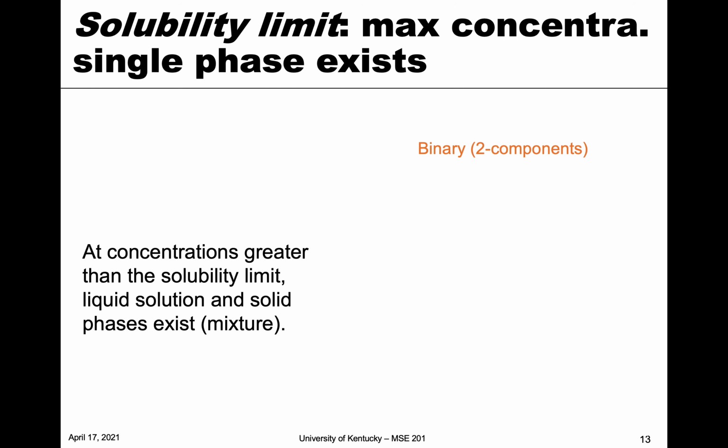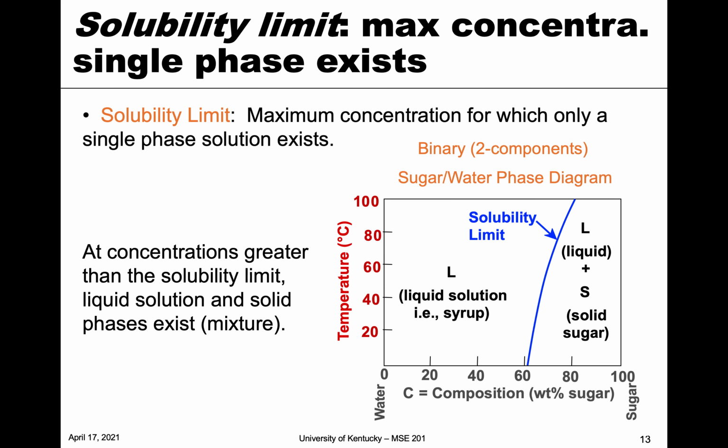Now let's look specifically at a solubility limit. All a solubility limit is, is a maximum concentration at which a single phase exists. Let's look at an example here, and this one might be an example people are familiar with. This is basically sugar water. Water and sugar are our two components. In this case, we do have a binary system because it has two components. Binary just means two. Those two components are sugar and water.